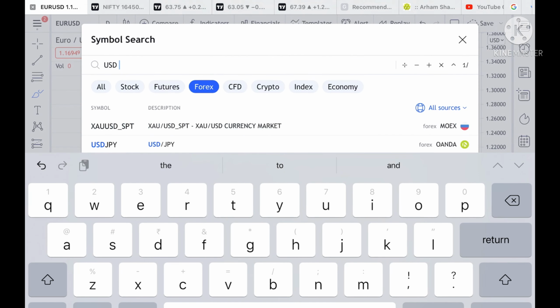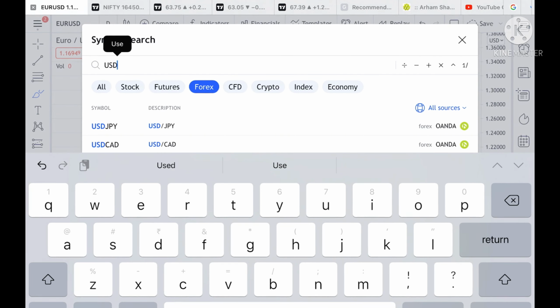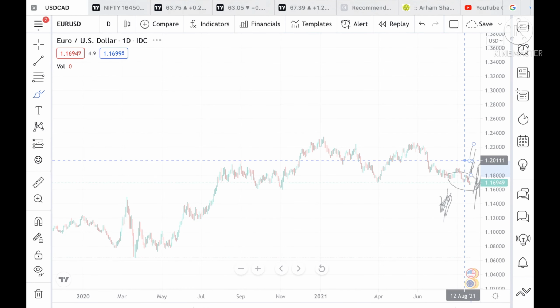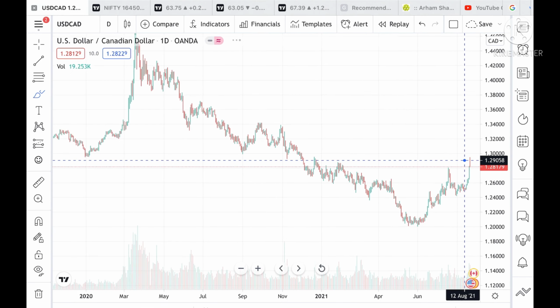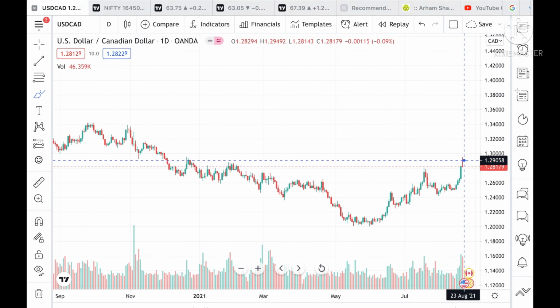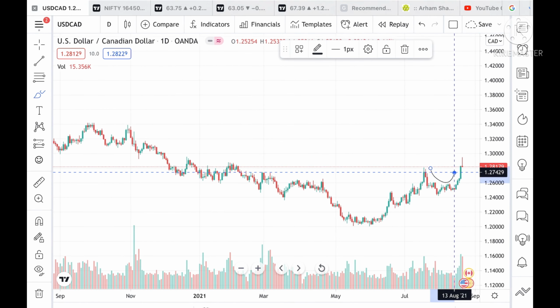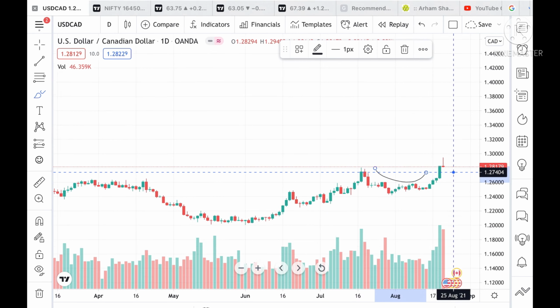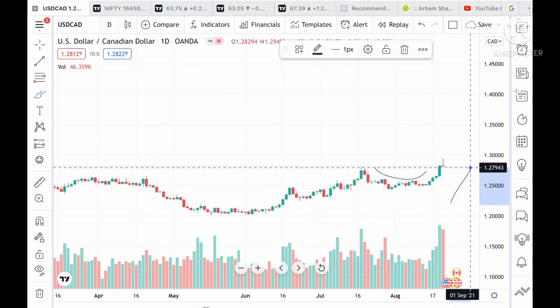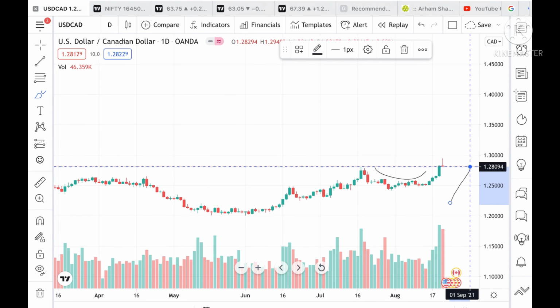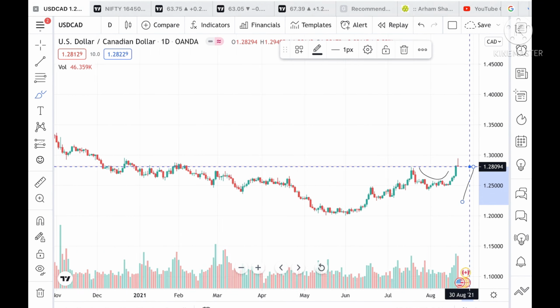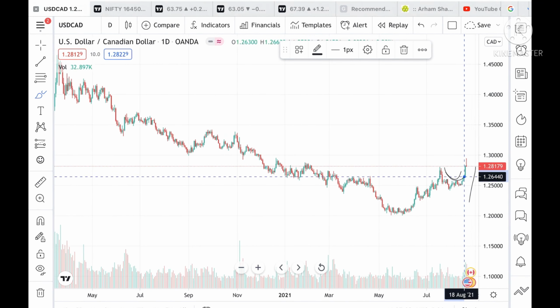If we talk about USD CAD, what we can see in USD CAD is that a U pattern is created here, with a strong support at around 1.28094. So what we can see is that a U pattern is created.